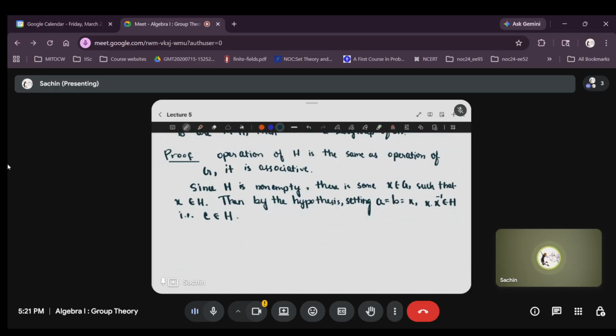How do we show that for any X in H, X inverse is in H, using the hypothesis? How do we show that the inverse of an element is also in H?